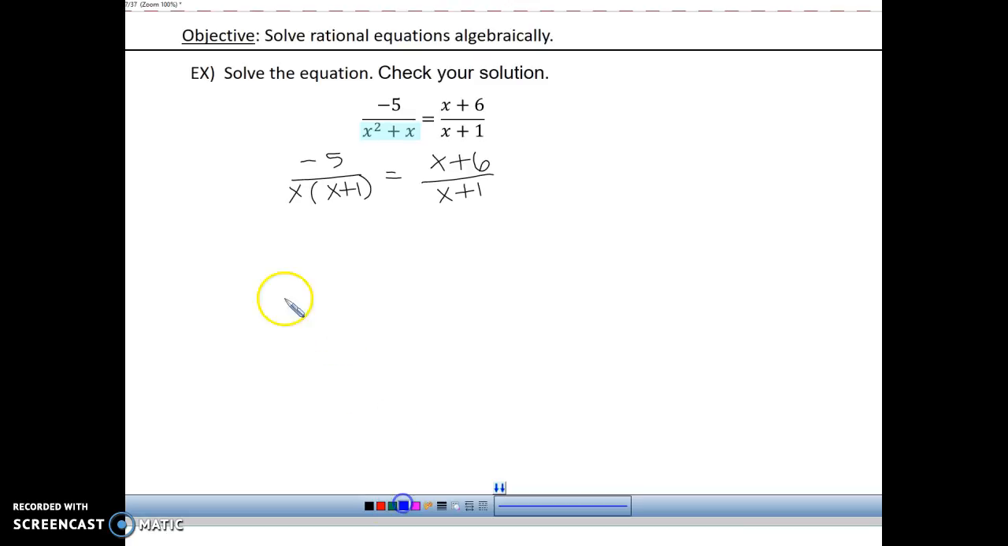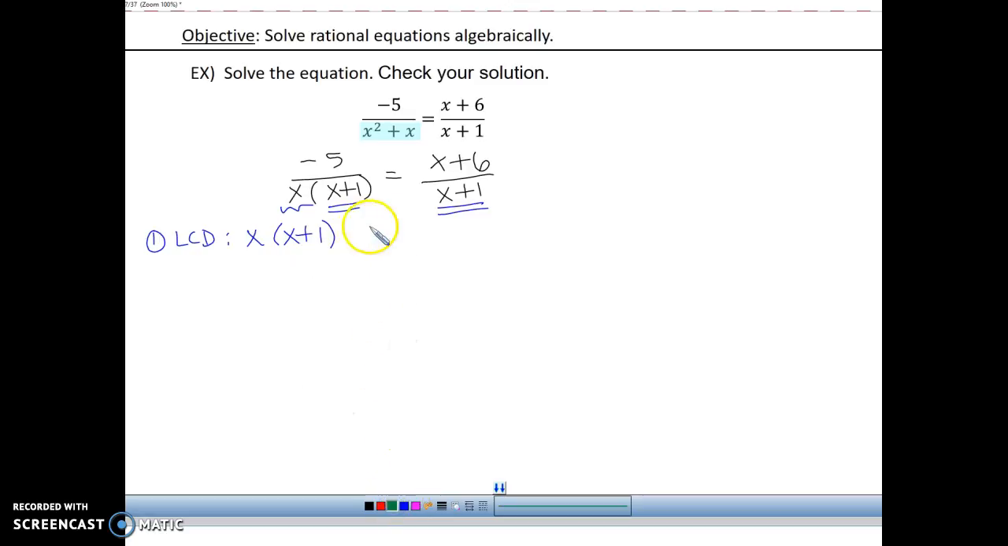So step 1 is to find the LCD. And remember, you're looking for what they have shared. So x plus 1 is shared, and then they have an x left over. So the LCD would be x, because that's what's left over, and x plus 1, because that's what they have shared.